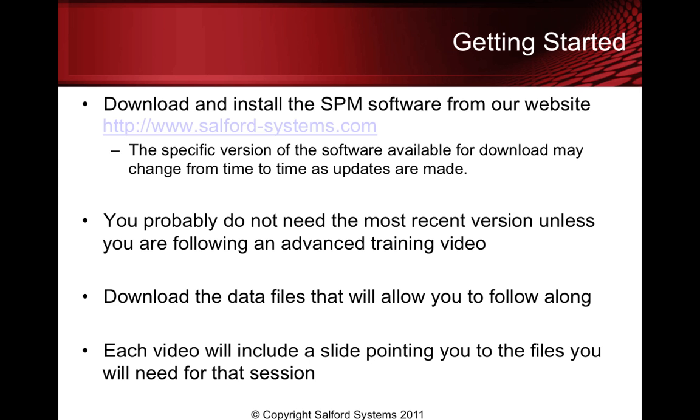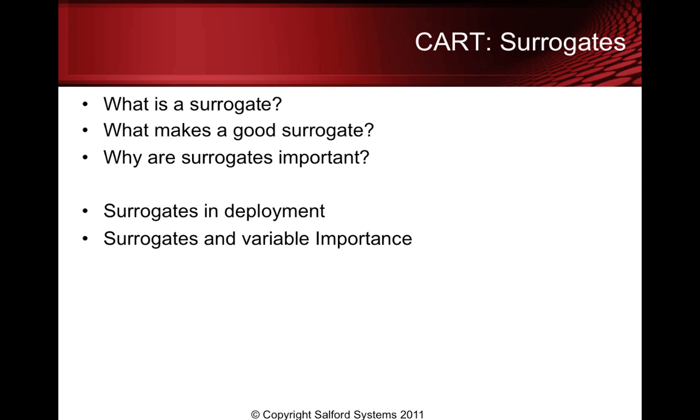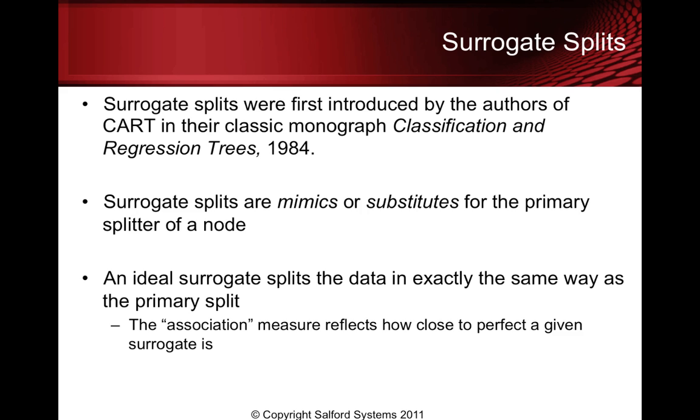This is Dan Steinberg, and today's session is focused on the surrogates that we find in the CART decision tree. We will be covering a number of topics, including what is a surrogate, what makes a good surrogate, and why surrogates are important. We will also discuss, but in a subsequent video, surrogates in deployment and surrogates and variable importance. We're expecting that you've previously seen some other videos concerning basics of CART and also CART splitters.